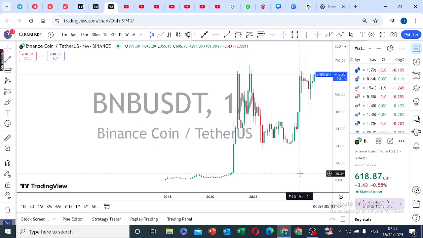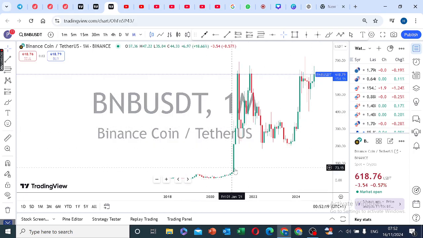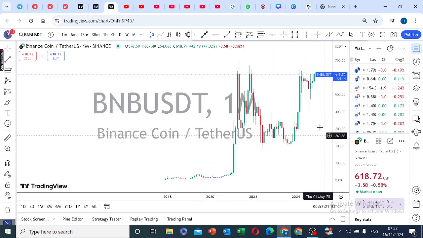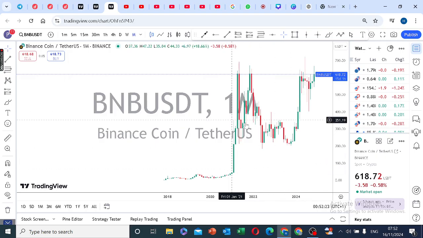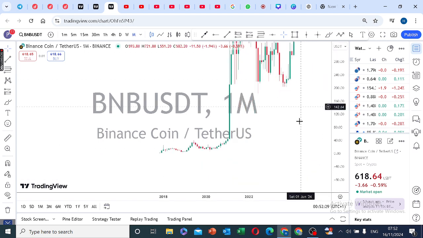Today we are going to be discussing the BNB, which is the Binance Coin slash the USDT. You can see it here, BNB USDT. So now we are basically trying to understand the Binance Coin slash the USDT in order to check and understand the price movement of this particular coin.